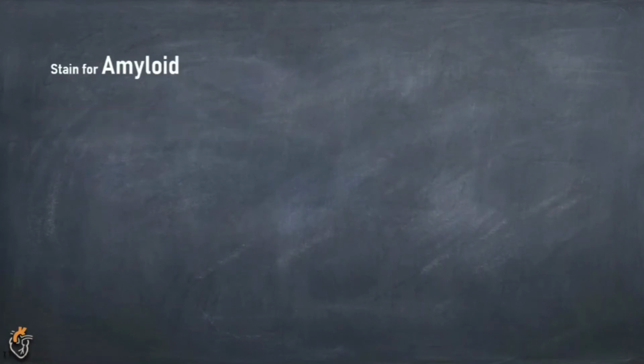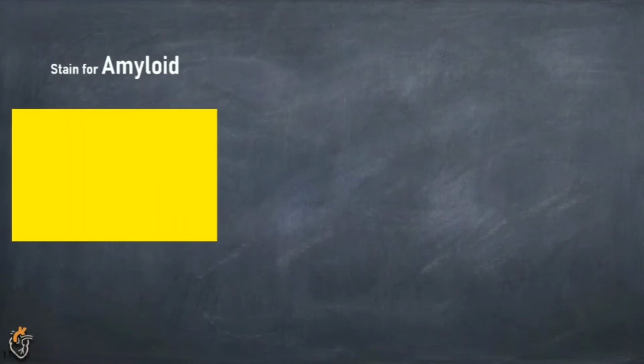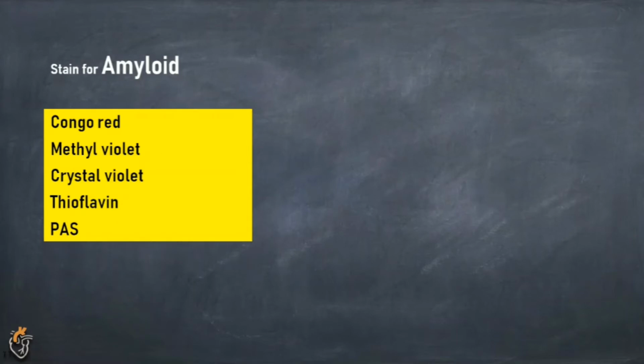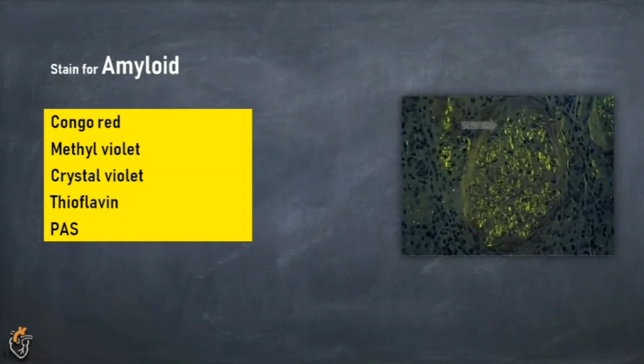Now moving ahead to the stains for amyloid. It is a very important and favorite question for examination. At first, see the list of stains used. These are the Congo red, methyl violet, crystal violet, thioflavin, and PAS stain. See the image shown here. It is the renal glomerulus, and you can find the greenish deposit within. This is known as the apple green birefringence.